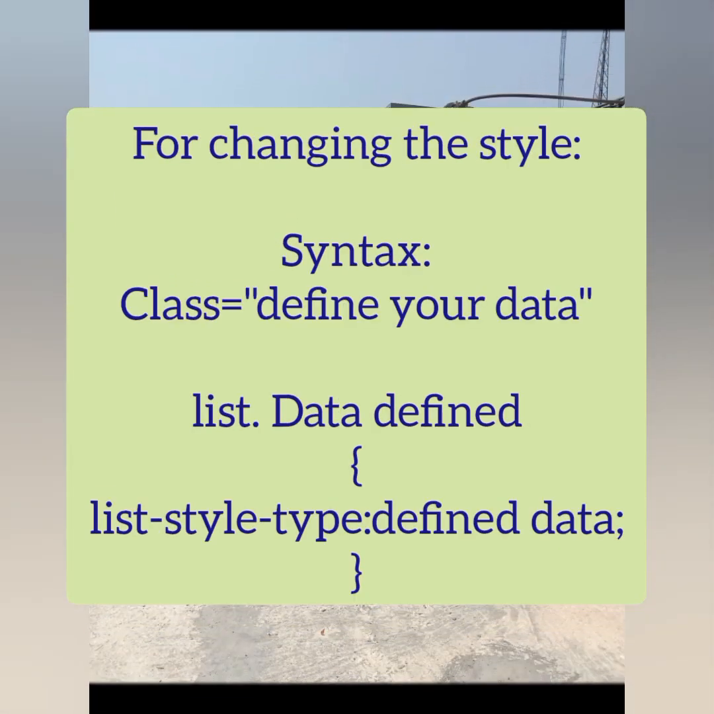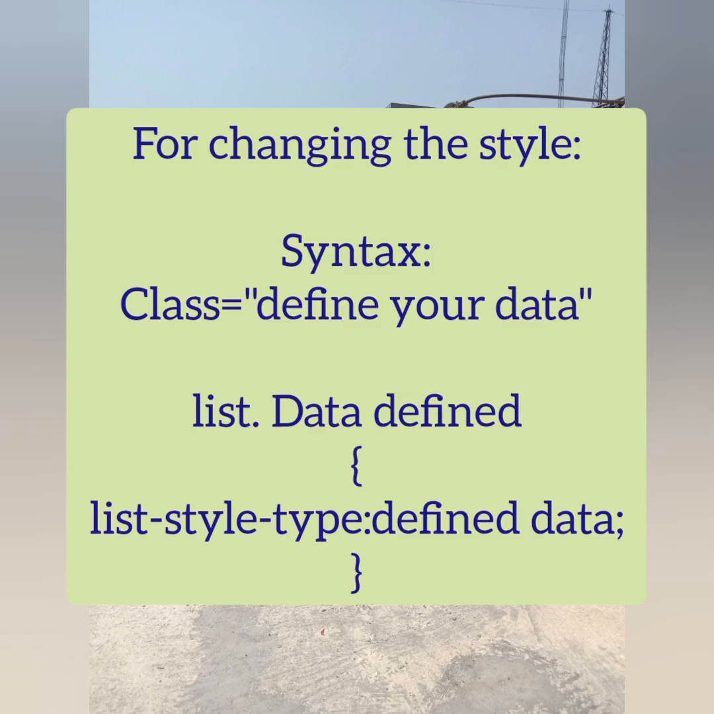Next, how to change the style of your lists. The class defines your data, then the list, in the sense that it can be an ordered or unordered list, then the data to be defined, then opening a bracket. Within that bracket we need to mention the list style type and the data which we are going to define. So this will be the basic syntax for changing the style in your list structures.